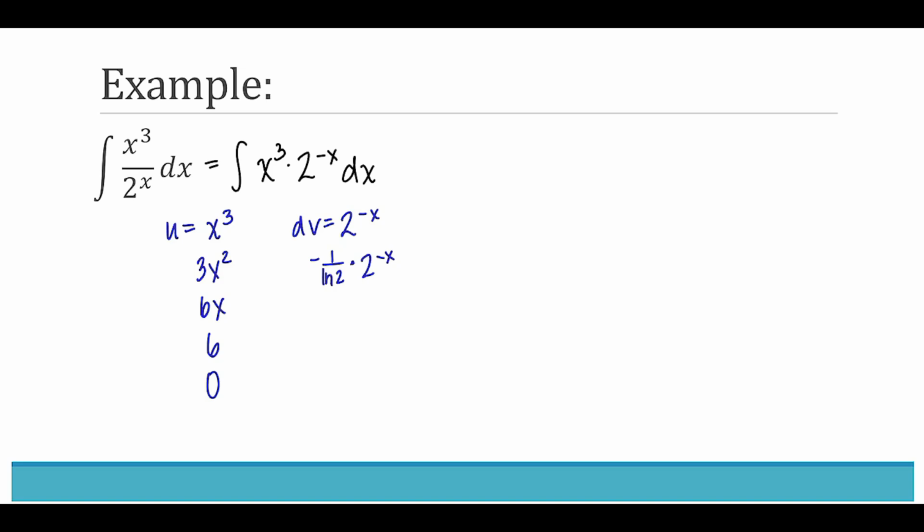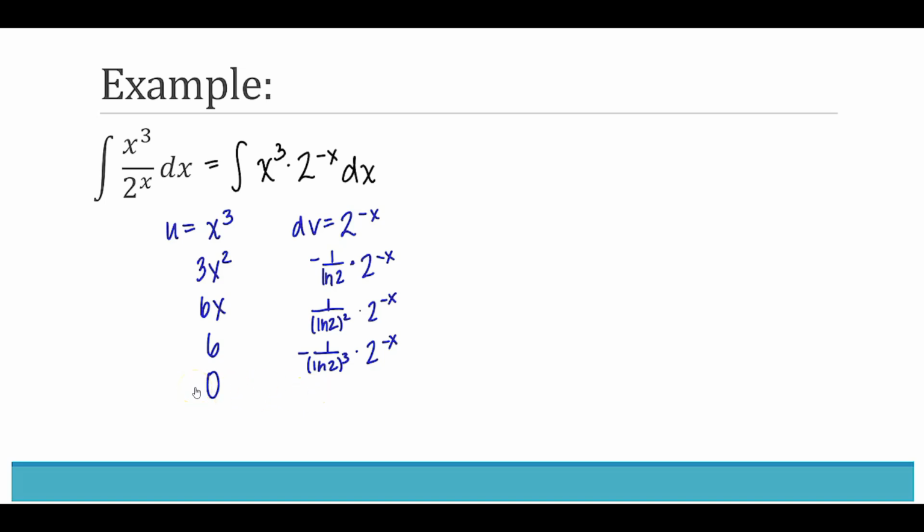And then we do it again. We're going to get an extra negative that comes out because I have a negative x inside the exponent here. So that's going to make it a positive 1 over another 1 over ln2 will come out. So this is ln2 squared times 2 to the negative x. So that lines up with the 6x. So my next one will be a negative 1 over natural log of 2 cubed times 2 to the negative x. And then finally I have to line up with 0.